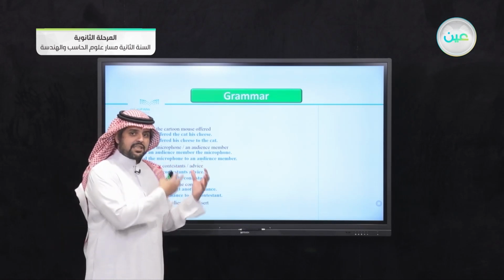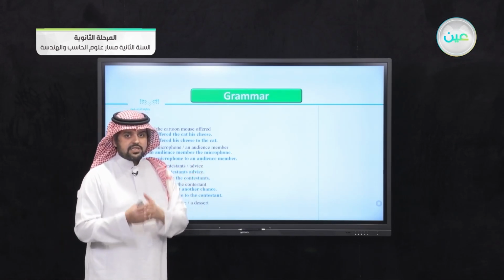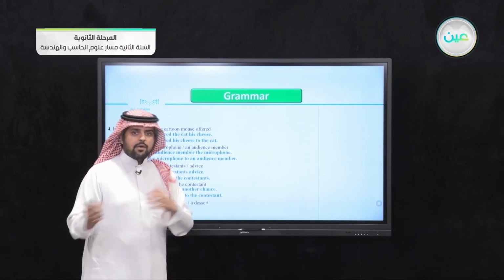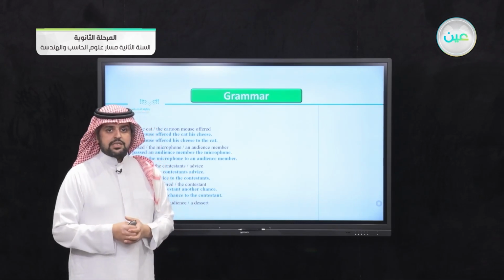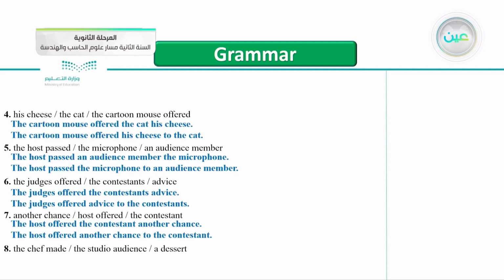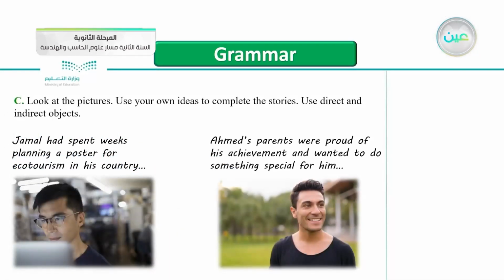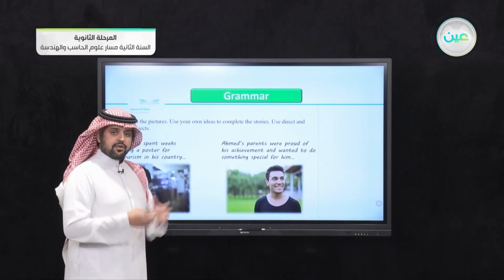Whenever you answer this kind of question, always notice the direct and indirect object. When you know them, now you know how to rearrange the sentence as you like. Yes, this is correct. The chef made the studio audience a dessert. The chef made a dessert for the studio audience. And here, exercise C, look at the pictures. Use your own ideas to complete the stories. Use direct and indirect objects. So you have to make up a story from the pictures here.